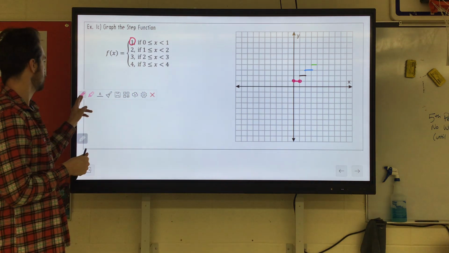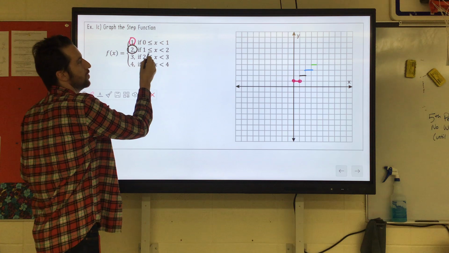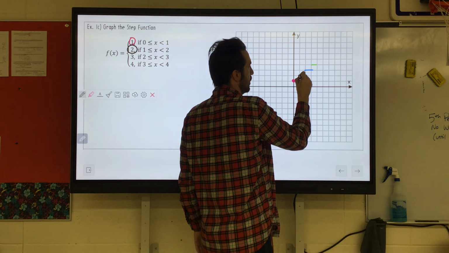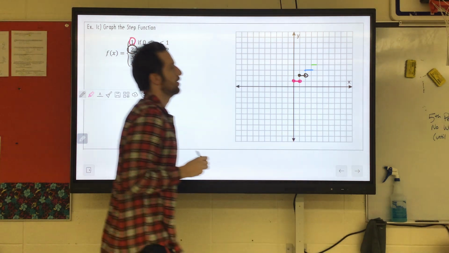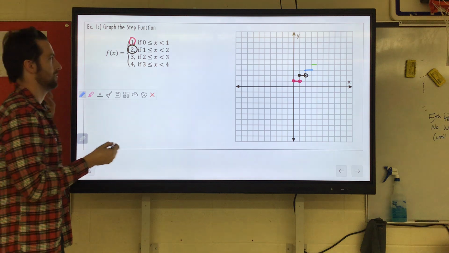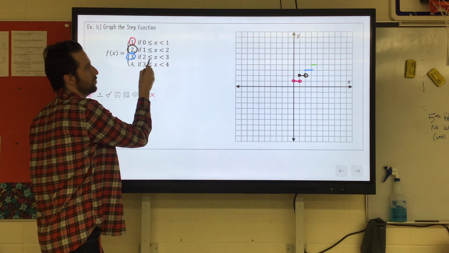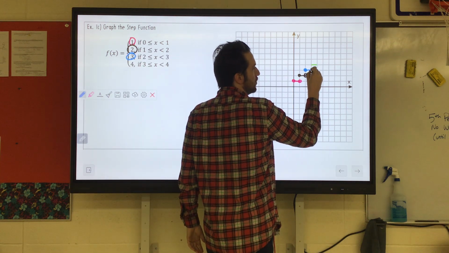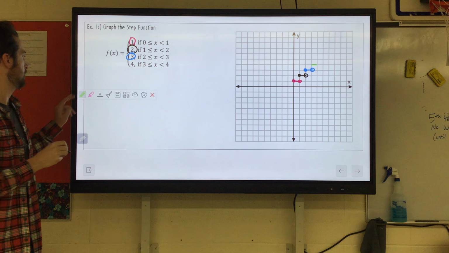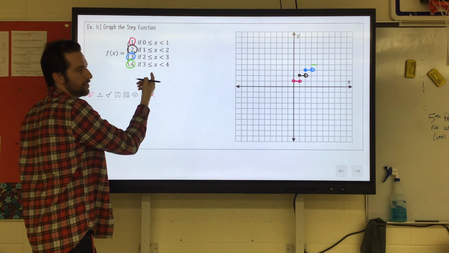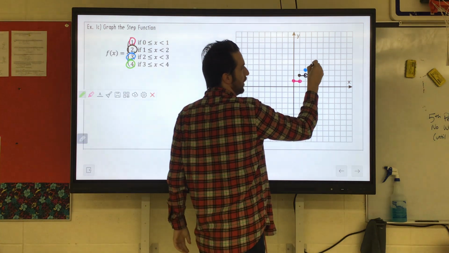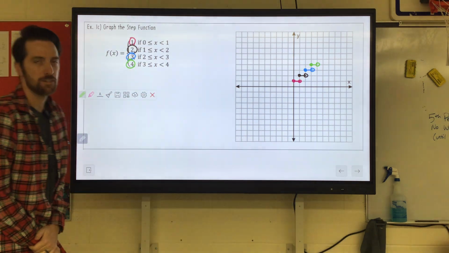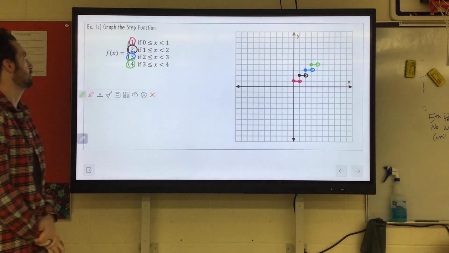All right, in the next chunk, 1 is the or equal to, so that would get the solid dot. 2 is going to be an open dot. 3, it's kind of got the same pattern. 2 is going to have the or equal to, so it's going to have this solid dot. 3 is going to be an open dot. And the last one, 3 is less than or equal to x, so 3 would have the closed dot, 4 would have the open dot. That's a cute little graph right there. Super cute.